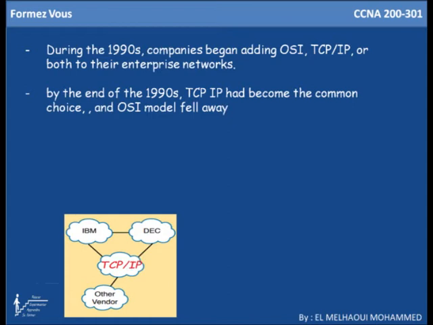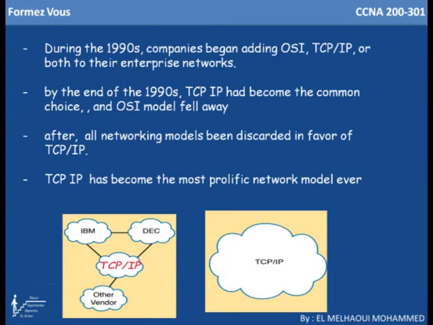But after, all networking models have been discarded in favor of TCP/IP. So TCP/IP has become the most prolific network model ever, as shown in the third picture. Remember, the goal of this chapter is to help you understand what a networking model or networking architecture really is, and how it works. And because today the world of computer networking uses one networking model, TCP/IP, I will start by explaining the TCP/IP model.